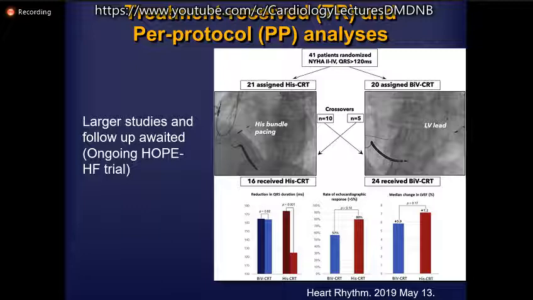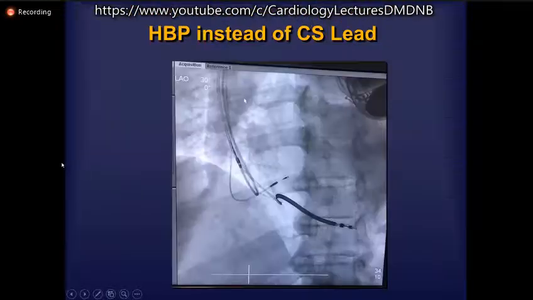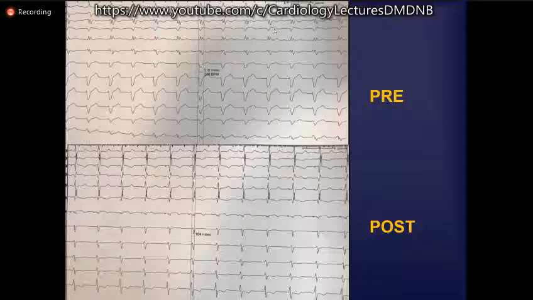And the proponents of physiologic pacing, in fact, believe that His bundle pacing should even show superior outcomes to conventional CRT. So this is an example of a case where you can see that there is a CRT-D, but instead of an LV lead, a His bundle lead has been put in as a substitute for a CS lead. And this is the pre and post ECGs from that particular case.